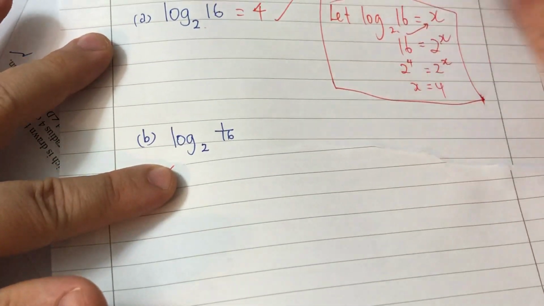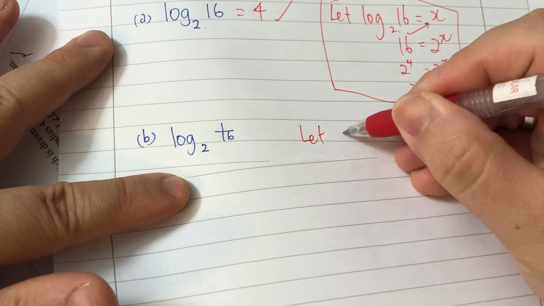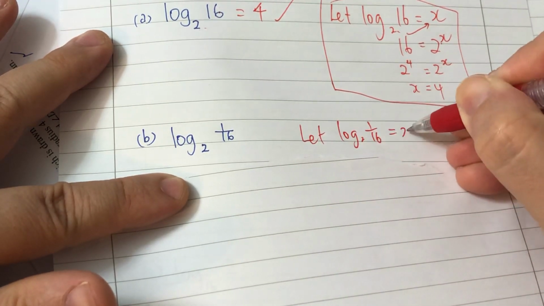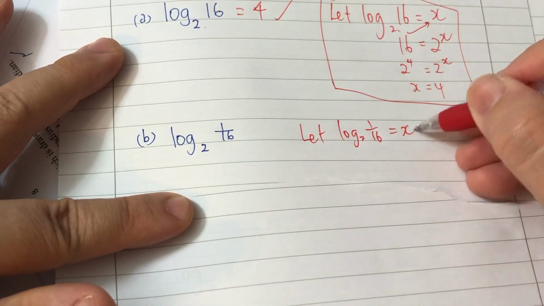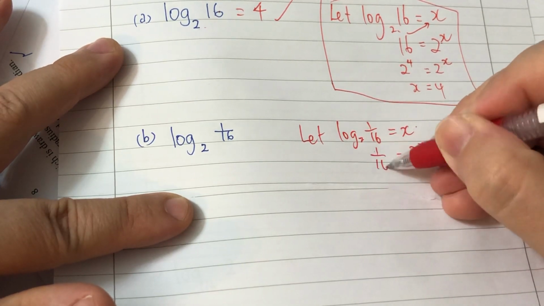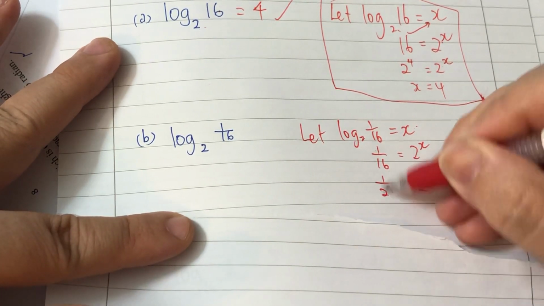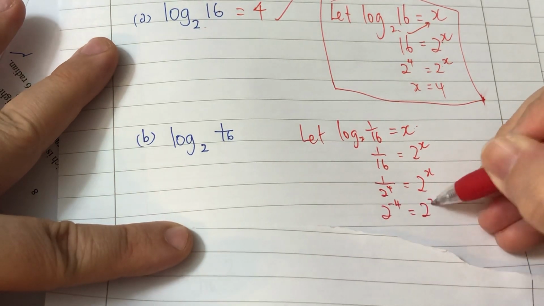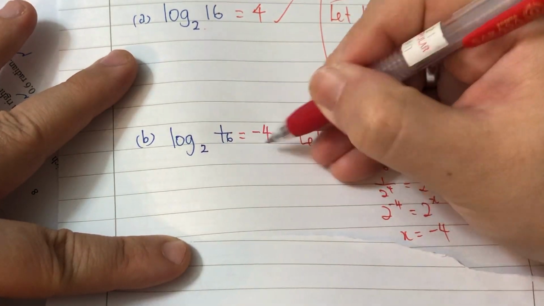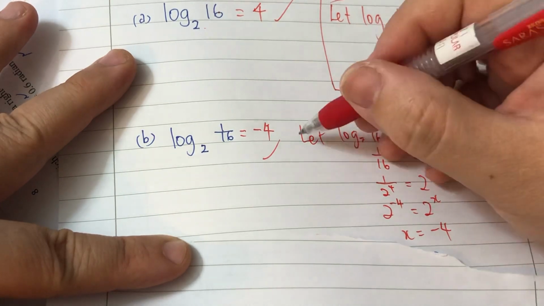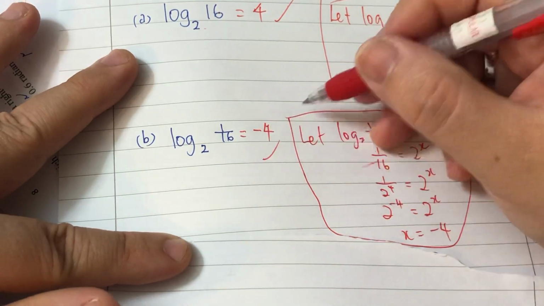So 2 to the power of what is 1 over 16? We let log 2 like that equals to x. You can let it be y or z or whatever you want. So this means 2 to the power of x is equals to 1 over 16. And then you change this whole thing to base 2, like that. Then x equals to minus 4. So what it means is 2 to the power of minus 4 is 1 over 16. Some of you may be able to see it immediately. In fact, you should be able to. If you can't, then you have to train yourself to be able to.